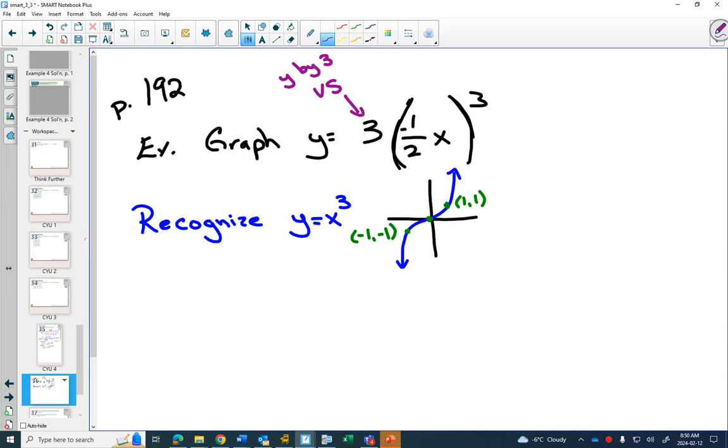Inside, we see a negative and a half. The negative will be a horizontal reflection because that negative is getting cubed. The half is getting cubed, so that is going to be a horizontal stretch. We're going to multiply our x values by -2.